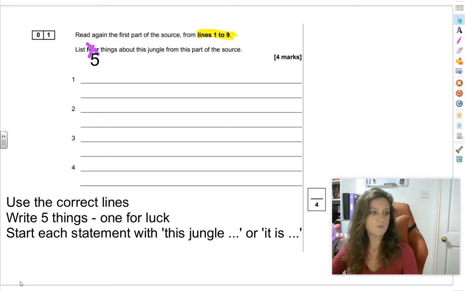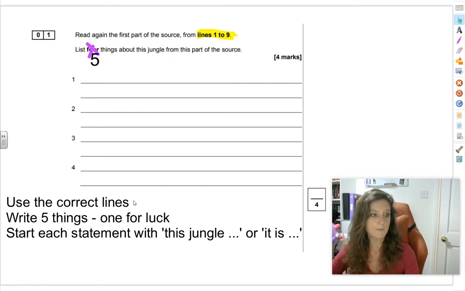Okay, so question 1, first of all, if I was in the exam and I was a student sitting it, then I would have my highlighters at the ready. And the first thing that I would do for question 1 is highlight where it says lines 1 to 9, because I am going to stick precisely to lines 1 to 9 when I answer these questions, because if I don't, I won't get a mark for it.